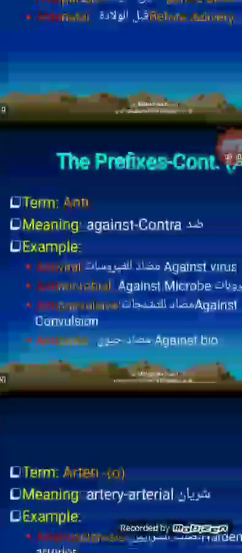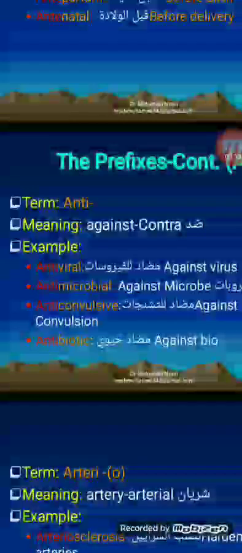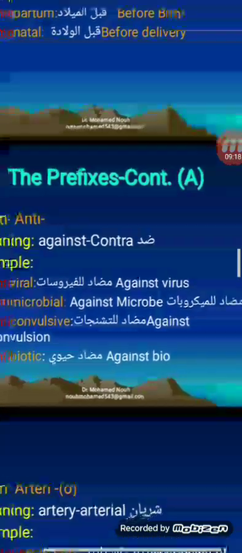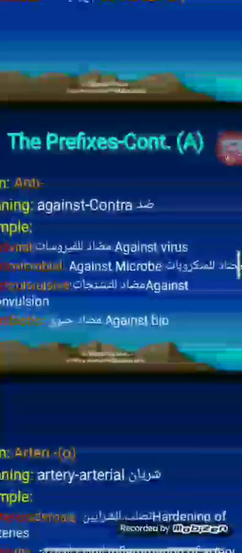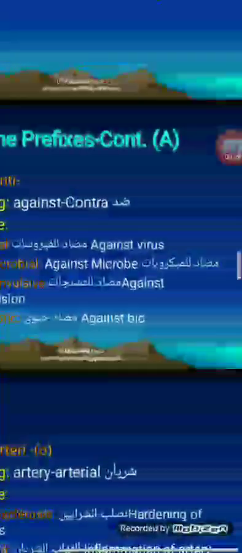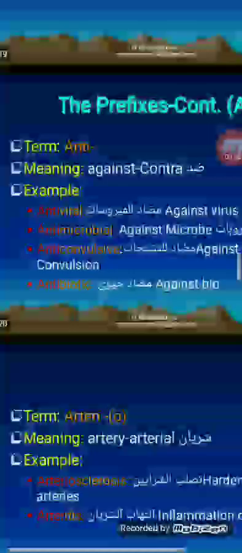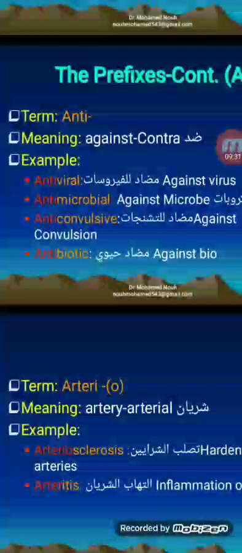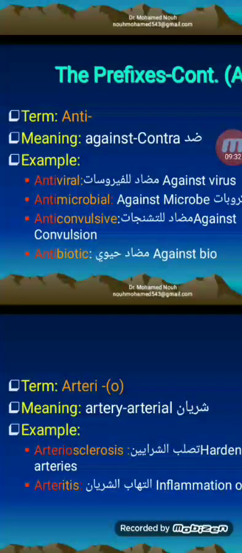The term anti means contra or against. Antiviral, against virus. Antimicrobial, against microbe. Anticonvulsive, against convulsions. Antibiotics, against life.